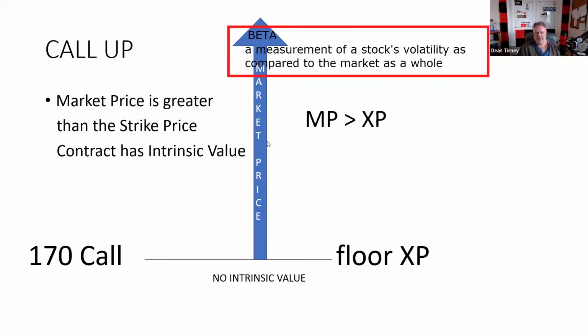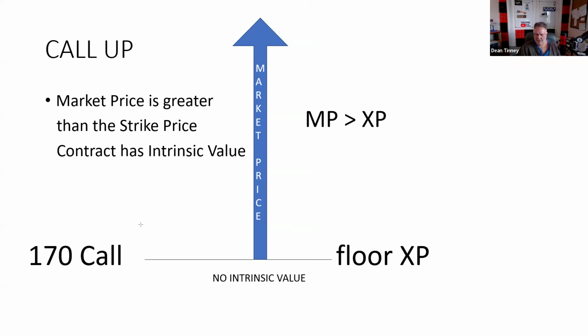Okay, so again, we're not talking yet about how we make money, how we lose money, or how we break even. That's not what we're discussing right now. What we're discussing is the relationship of the market price to the strike price. And we said if we only remember one thing about our time together, it's call up, put down. So I'll put a price of Apple up on the slide here, and let's say Apple right now is 168.